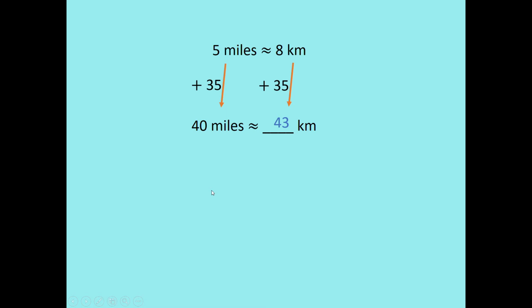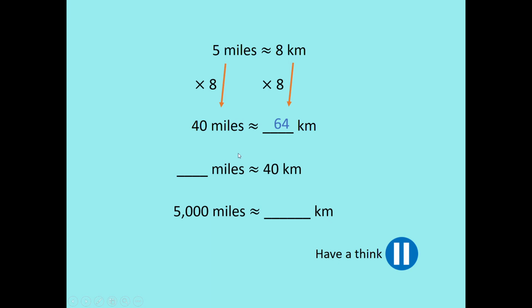Hopefully you're telling me no, I can't just add 35. I need to think of a rule. So how am I going to get from 5 to 40? I'm thinking about multiplying. I'm multiplying by 8. 5 times 8 is 40. So here I'm going to have to do 8 times 8, which is 64 kilometres. So 40 miles is about 64 kilometres.